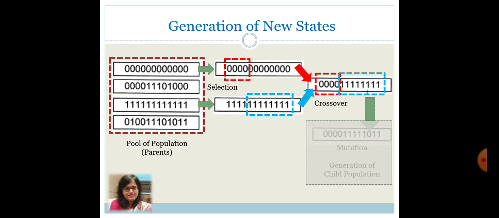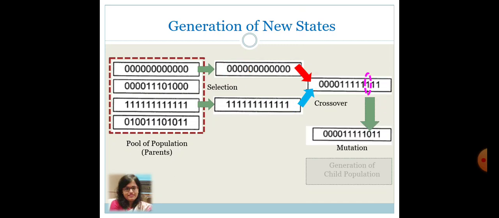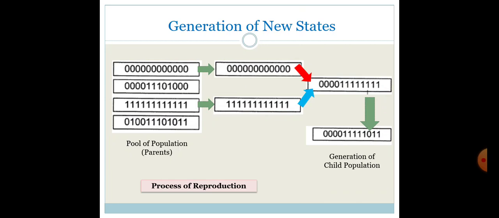So crossover is completed. Next, it's the time for mutation. For mutation as well, we need to design a mutation point. Here, as it is a binary encoding, 1 is mutated to 0. By this total process of selection, crossover and mutation, we have successfully generated the child population. And this total process is known as reproduction using GA.